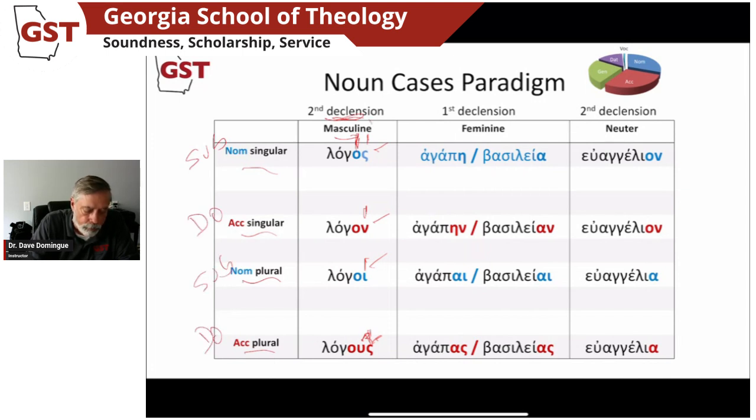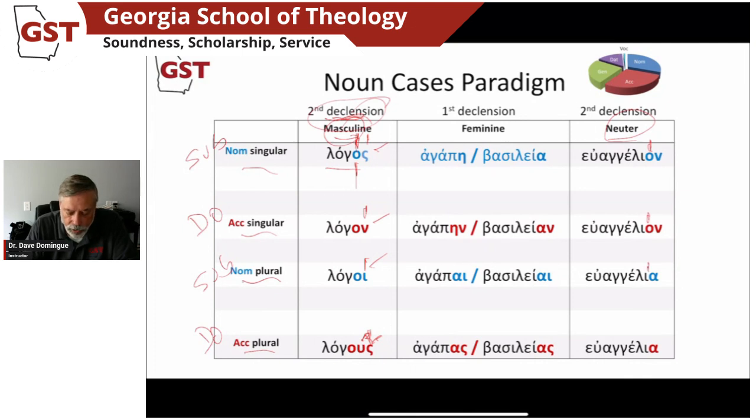So that's our masculine words. Logos is always masculine, following a second declension pattern. I know it's a second declension pattern because it has the omicron stem ending. And the second declension neuter words, again, a neuter word is always going to be a neuter word. It's going to have its pattern. It's a second declension pattern because of the omicron.